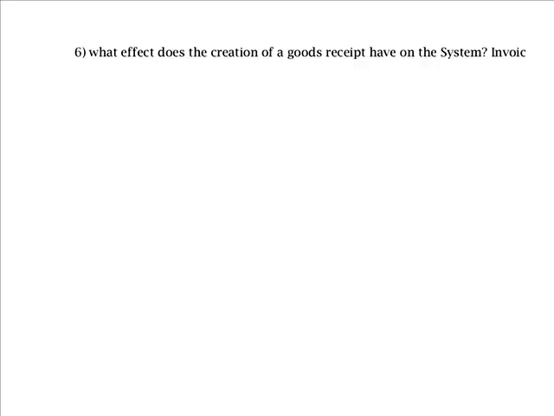It creates a material document or so. Inventory. If I say I've received goods, then it should reflect on inventory. Okay. And of course, if it reflects on inventory, it also reflects on cost of inventory. Okay.